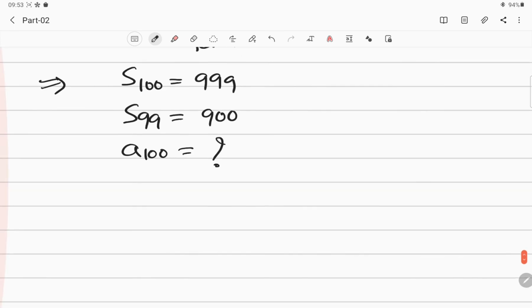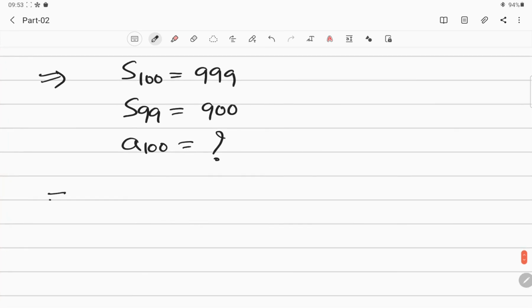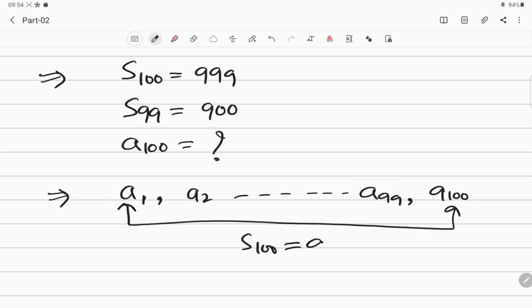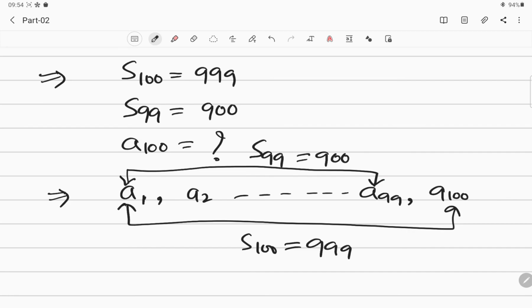Now finding the common difference, all that will be a waste of time. Now look at this. a100 means it starts from a1, then a2, it goes up to a99, then up to a100, right? Now if you add all these things from here to here, what is this called? This is called S100, right? So S100 is equal to 999. All right, it can be any value, no problem. Now here to here, what is this called? So this is called S99. So S99 is equal to 900.